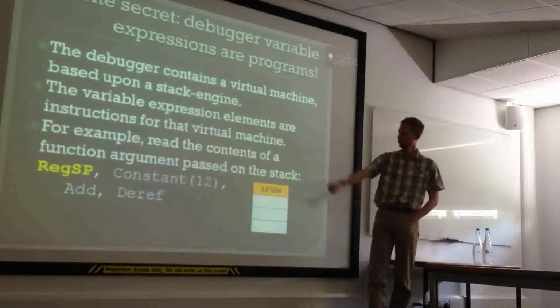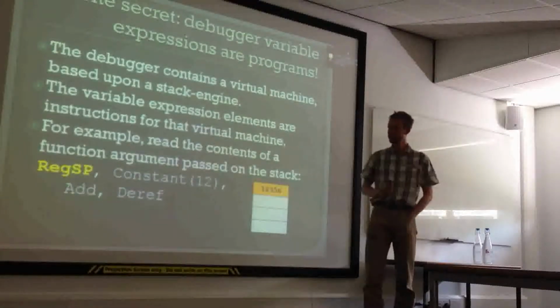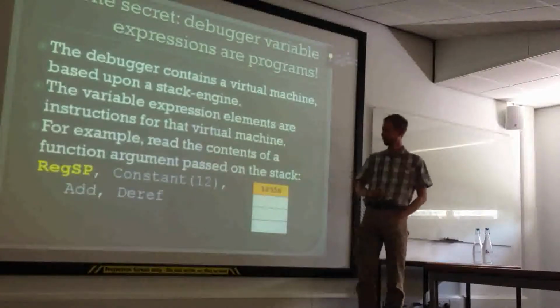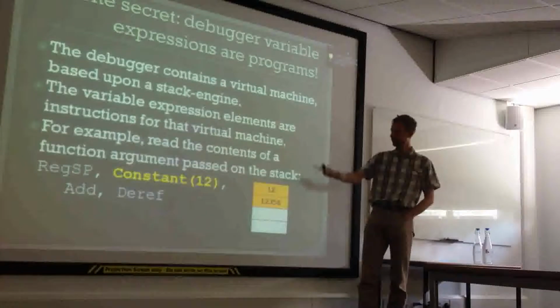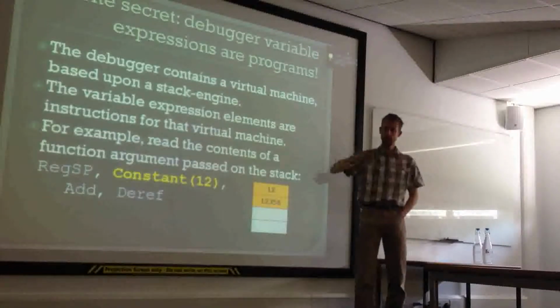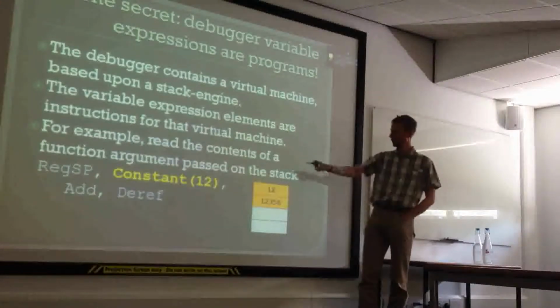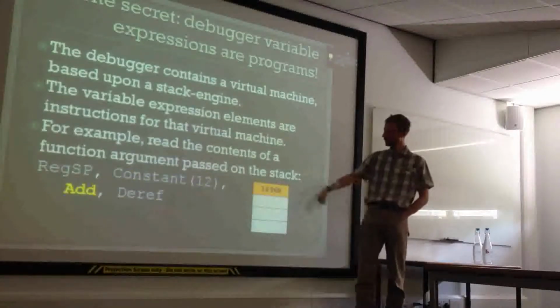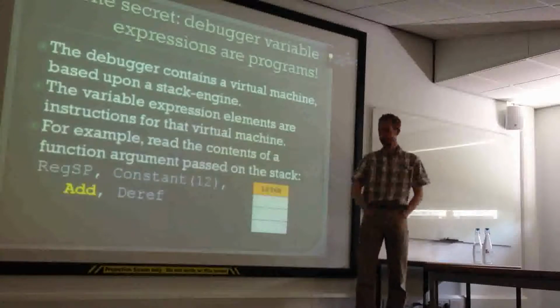So the first instruction, register stack pointer. So we take whatever the stack pointer is at the moment and push that value onto the stack. We then take a constant offset, so the location on the stack where that variable is, which in this case is 12, push that onto the stack. We do an addition, pop the two values off, add them together and push the result back on.